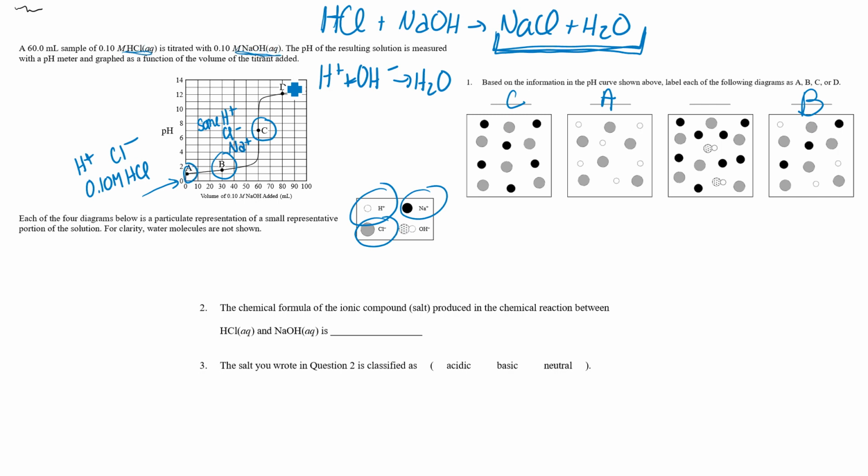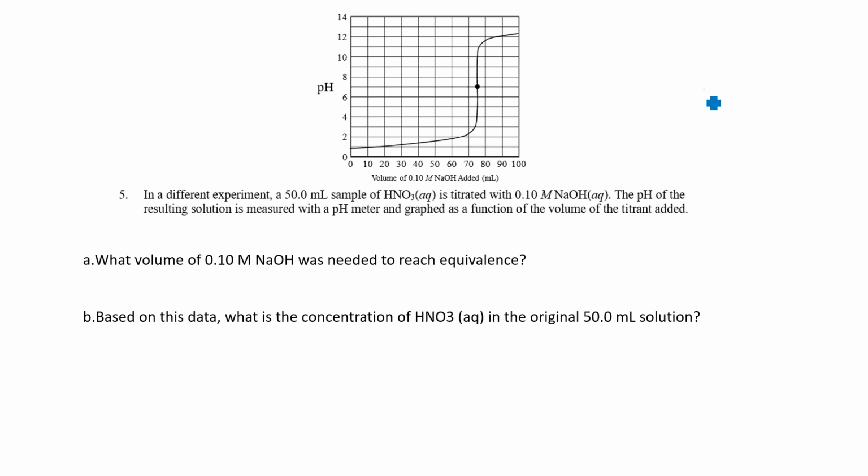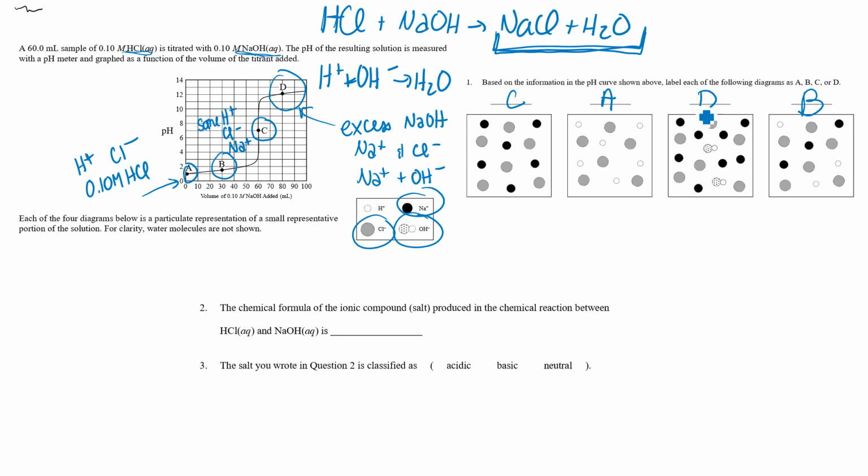And then over here at D, what's happening here is we've gone past the equivalence point and now we're just adding excess sodium hydroxide. So what's present at part D is I've got the products of the reaction, which is sodium chloride and water, but we're not showing the water in these diagrams. But I've also added some more sodium and hydroxide. So I should see sodium ions, chloride ions, and hydroxide ions in my solution. So that looks like this one right here.